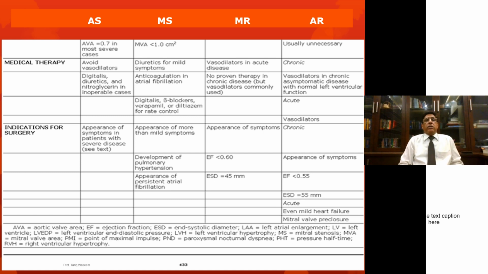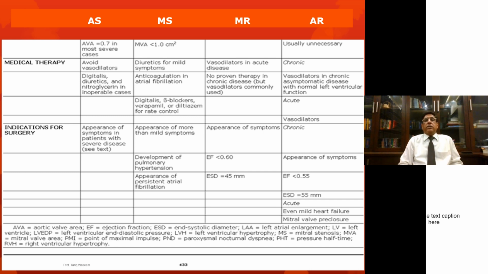Medical treatment for aortic stenosis is that you don't give vasodilators, digitalis, diuretics, and nitroglycerin in inoperable cases. You initially use diuretics for milder mitral stenosis and when there are minimal symptoms. When they develop atrial fibrillation during the course of their illness, and because of enlargement of the left atrium, anticoagulation becomes necessary. Digoxin in those who are fibrillating, beta blockers to slow the heart rate, and verapamil and diltiazem for rate control are used as part of treatment.